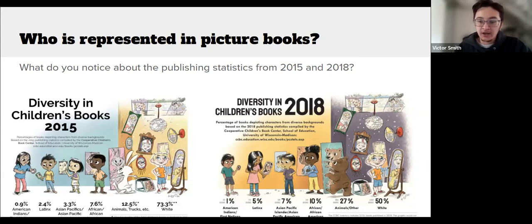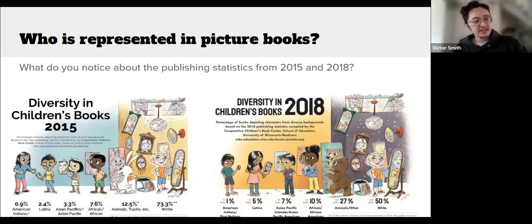Animals and other groups went up. Yep, we can see that right here. More animals. Yep, we see more Latinx. That demographic almost doubled. Gender identification is not represented in either graphic. That's a great observation.